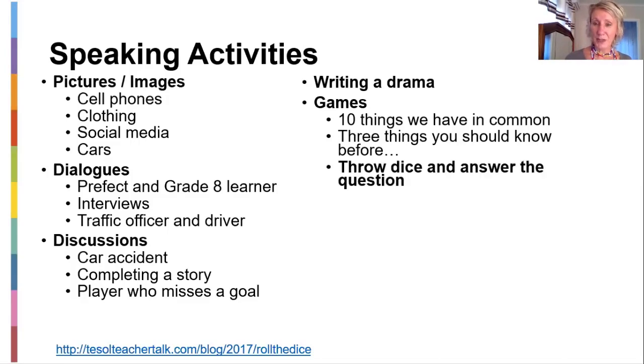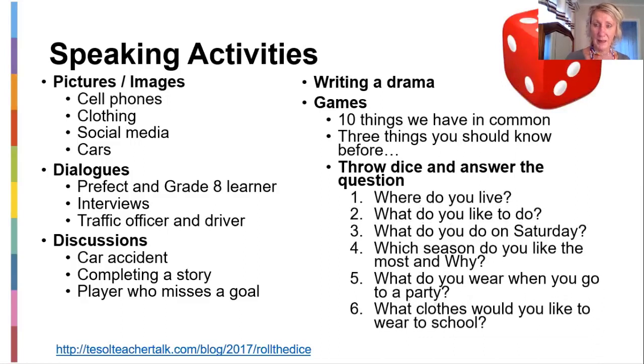I came across this one, which is quite nice, is throw the dice. There's the dice. Okay. Depending on your groups, depending on where you're sitting and the number you throw, you will have to answer that question. So for instance, if you throw 1, it's a short question like, where do you live? Which is quite easy. Number 2 would be, what do you like to do? 3 is, what do you do on a Saturday? More detail. 4, which season do you like the most and why?